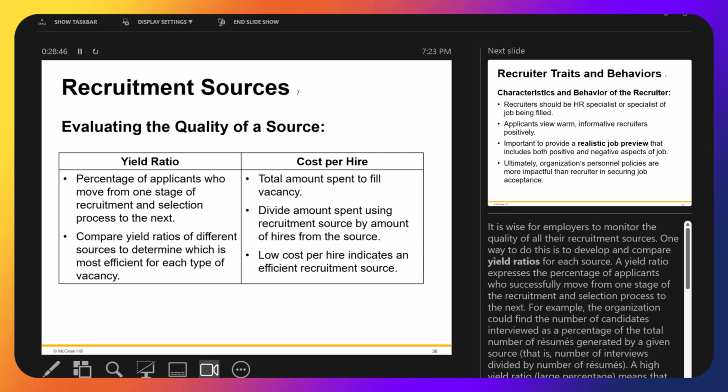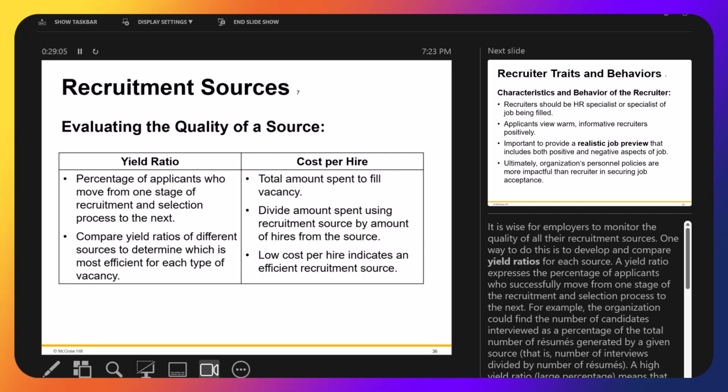Evaluating the quality of a source. So you look at yield ratio. When you think in terms of yield ratio, this is what are you getting out of it? It's the percentage of applicants who move from one stage of the recruitment and selection process to the next. Compare yield ratios of different sources to determine which is most efficient for each type of vacancy.